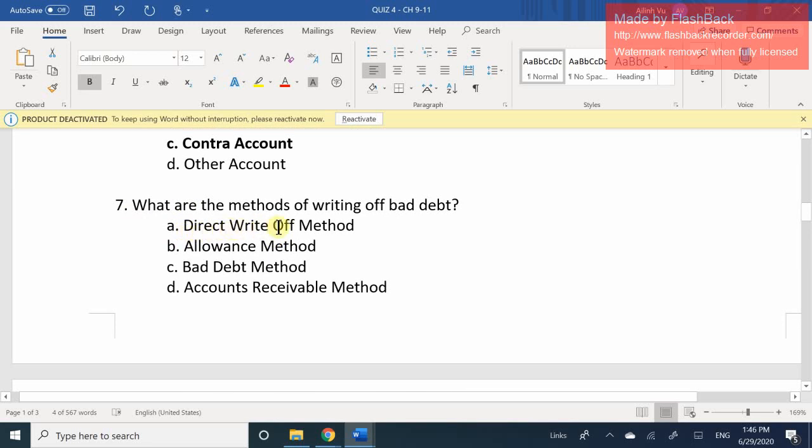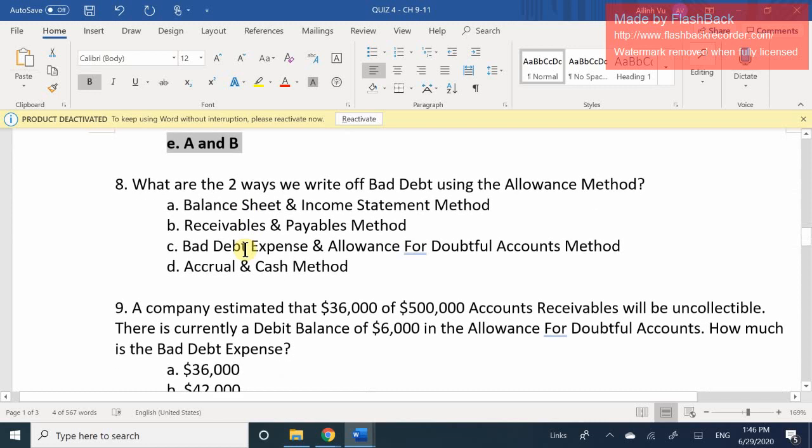We don't use the direct write-off. We learn about the direct write-off for tax accountants. And then we, as accountants, use the allowance method, yes. All right, number 8.